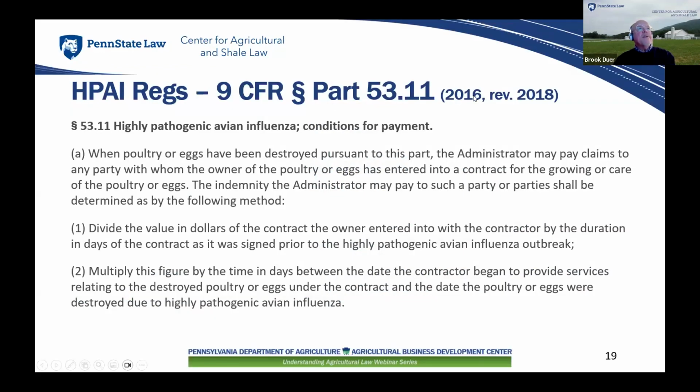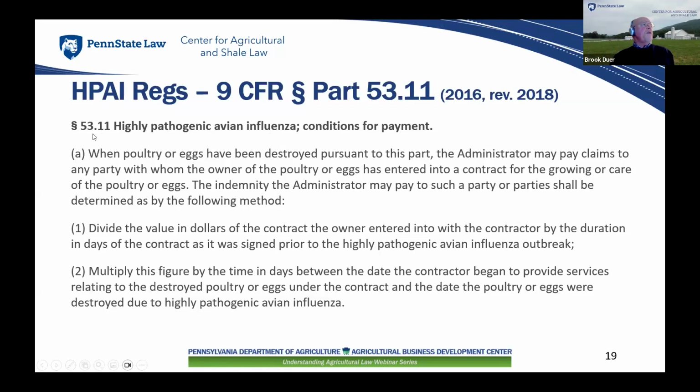It was enacted in 2016 after the outbreak that occurred in Minnesota, in the upper Midwest, and it was revised in 2018 again. And essentially, it only deals with a couple of things. The first thing that it deals with, and again, I have a couple of slides, and this is the full extent of the regs, and then I'll explain to you why that is in a second.